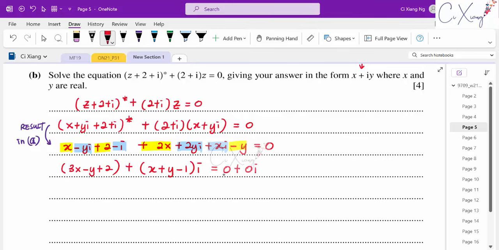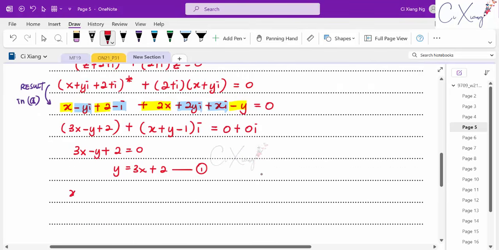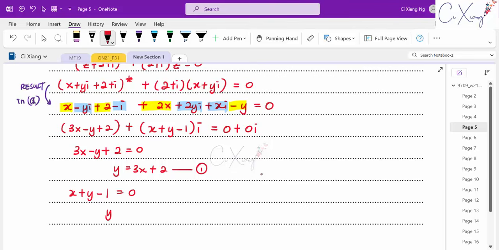From here, I can form the first equation, 3x minus y plus 2 equals to 0, and then y equals to 3x plus 2. I can assume this as the first equation. For the second equation, you can compare by using the imaginary part: x plus y minus 1 equals to 0, right? So x plus y minus 1 equals to 0, and of course, your y equals to 1 minus x.